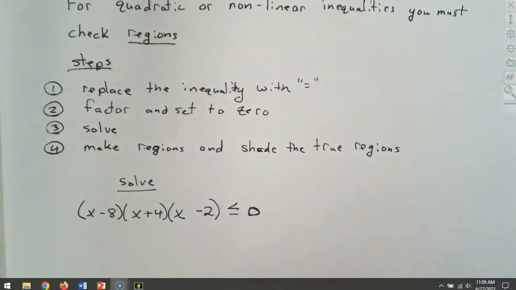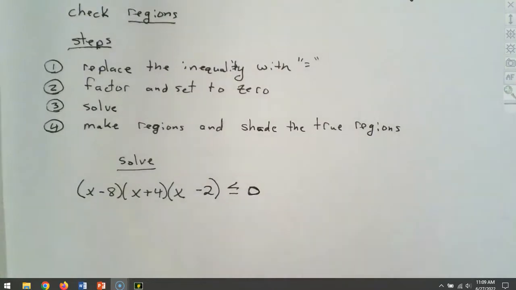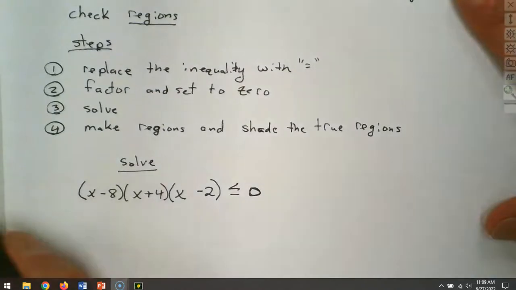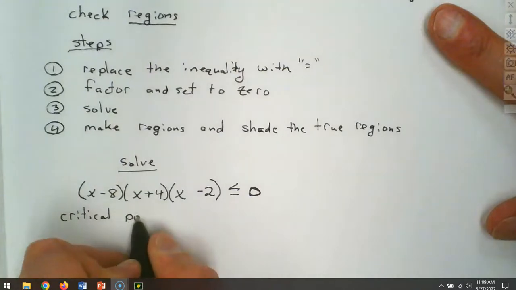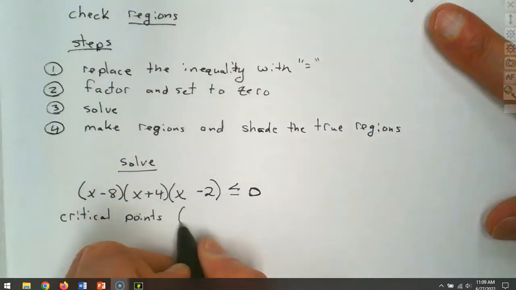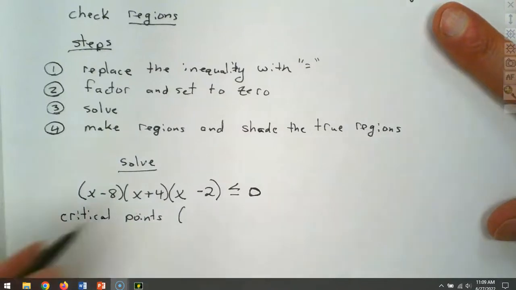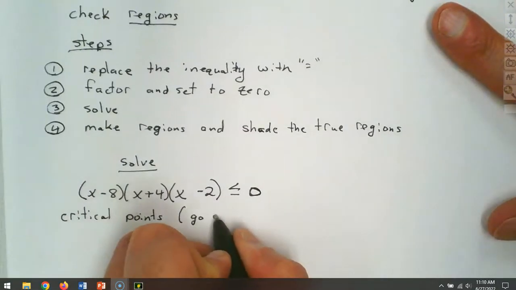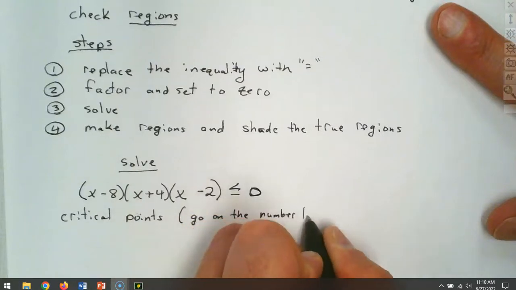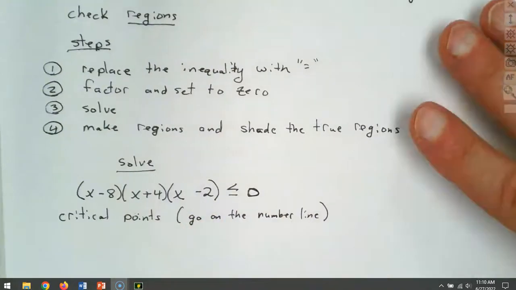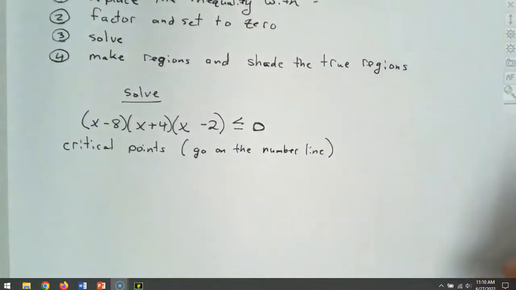Now, when we solve them, these are going to be called my critical points. So when we get our answers, these are not our actual answers because they've got to go back on the number line. These are called the critical points. And critical points are just what goes on the number line.